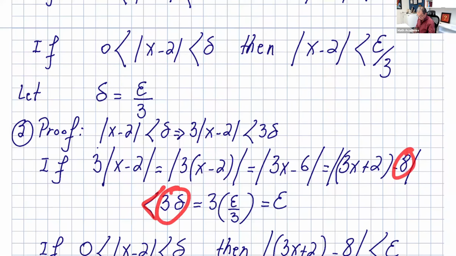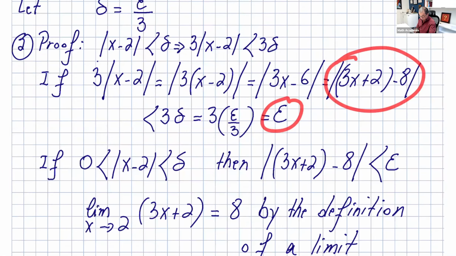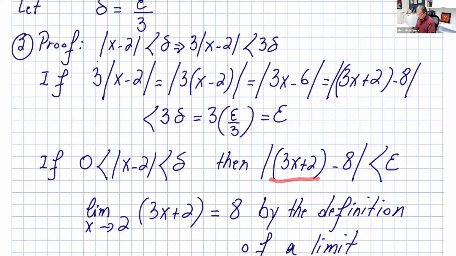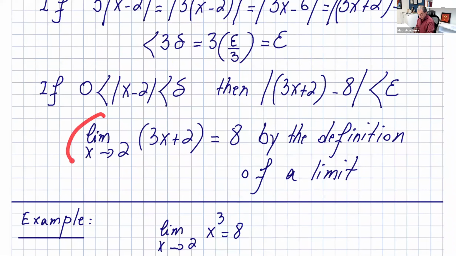But what did we pick for delta? We picked delta to be epsilon over 3, and this is epsilon. So starting with that, we showed that this is less than epsilon, and I wrote it here. So if the absolute value of x minus 2 is between 0 and delta, then the absolute value of 3x plus 2 minus 8, which is f of x minus L, is less than epsilon, so it works. So therefore, the limit as x approaches 2 of 3x plus 2 equals 8 by the definition of a limit. So that's how you can write it.